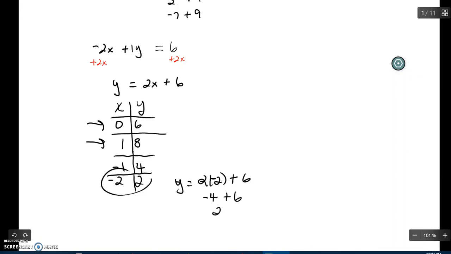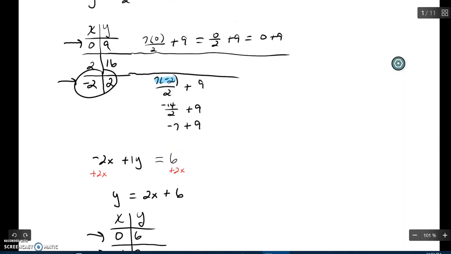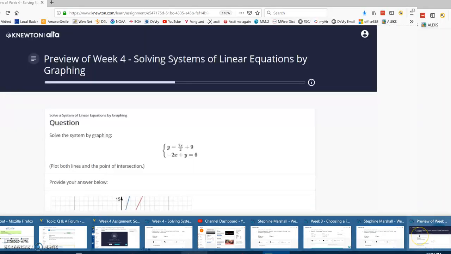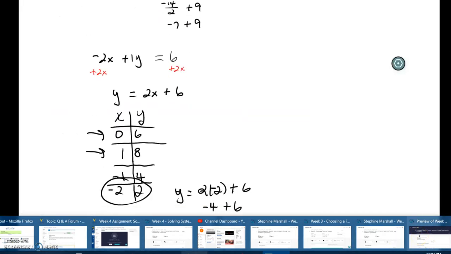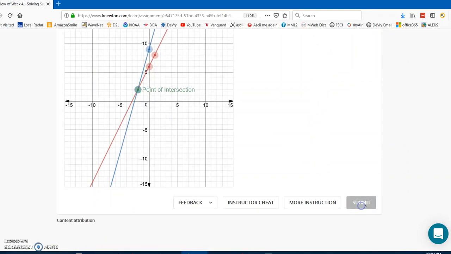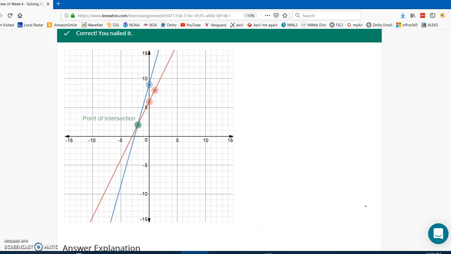So sure enough, if I had plugged in a negative 2, I would have seen that both equations had the point negative 2, positive 2 on them. But we found that with the graph, and so we can be more confident that we have the right solution. Hit submit and tell us if I'm right. It says we did. All right. Hope that helps. Let me know if you have any questions.